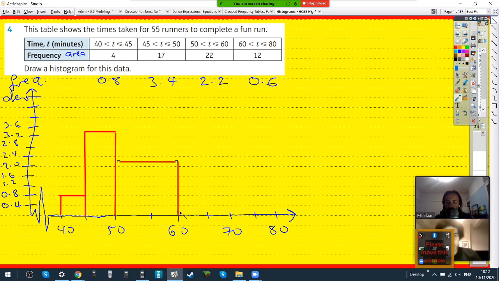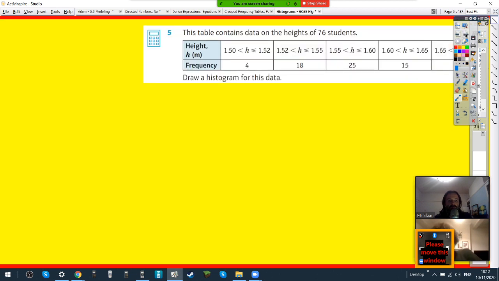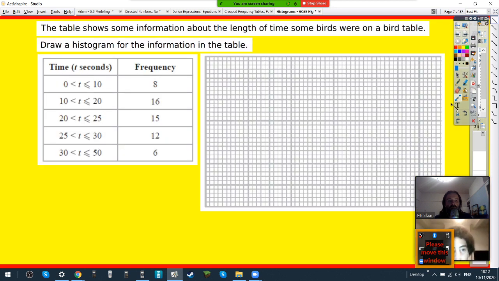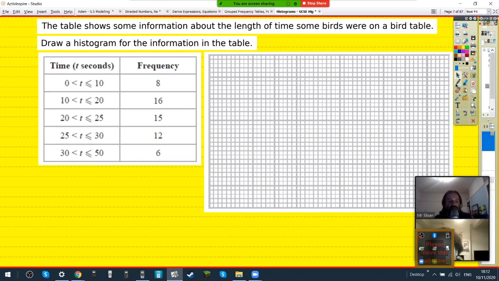No. And with these, there shouldn't be any gaps. It's not like a bar chart. Shouldn't be any gaps. Okay. Draw a histogram. It takes too long. Okay, this is what I should have done. Right. Exam question.